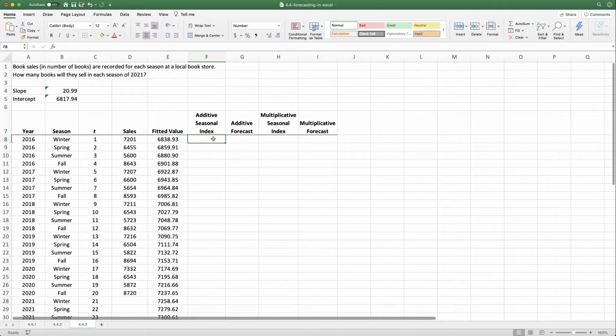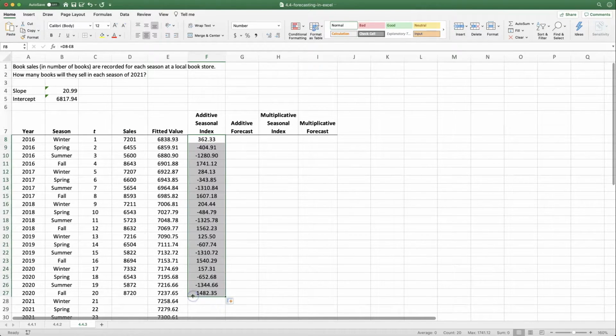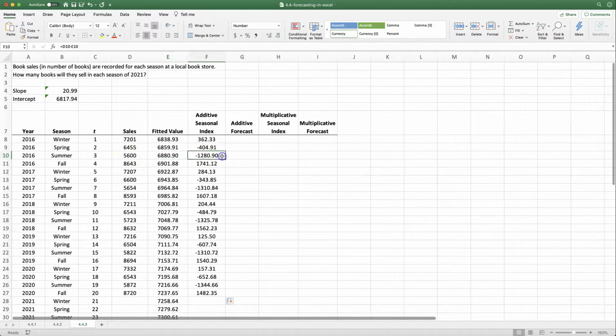In winter 2016, I observed 72.01 in sales and I predicted 68.38. In winter 2016, I actually saw 362 more books sold than I would have forecasted. We can autofill this down to the other observations. You'll see that negative values mean that we sold less than we would have thought. In summer, we only saw 56.00 when we forecasted 68.80. Gives us an additive seasonal index of negative 12.80.